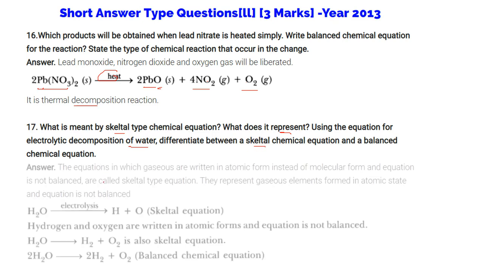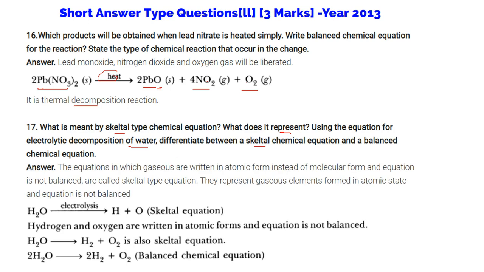So here is the equation in which the gases are written in atomic form, not in molecular form. The equation is not balanced. These types of equations are known as skeletal type equations, and they represent gaseous elements. These are formed in atomic state and the equation is not balanced. If you see H2O, HNO, this is electrolysis being done. This is a skeletal equation.